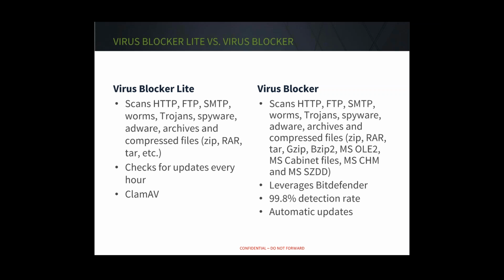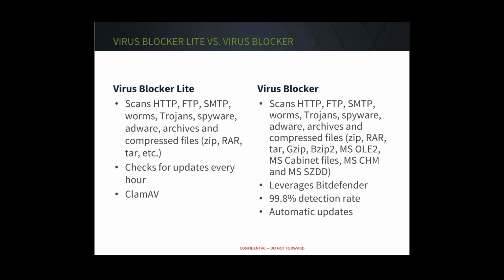Virus Blocker Lite is based on the ClamAV project. ClamAV is an open source antivirus engine for detecting Trojans, viruses, malware, and other malicious threats. ClamAV includes a multi-threaded scanner daemon, command line utilities for on-demand file scanning, and automatic signature updates. ClamAV is well known for its speed and accuracy, which is why we feel it works well with our Virus Blocker Lite. It can scan HTTP traffic, FTP, SMTP worms, as you see here. It does check for updates every hour, but again, it is supported by ClamAV and pushed out through our interface.